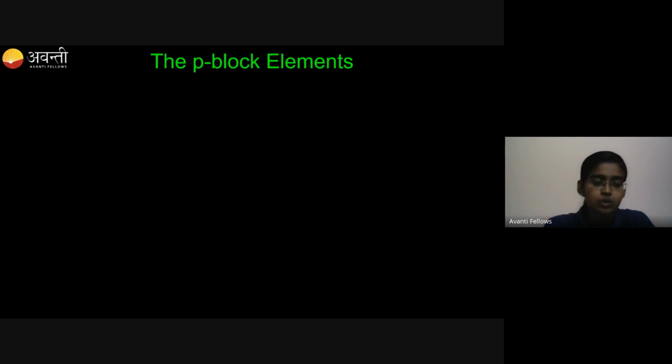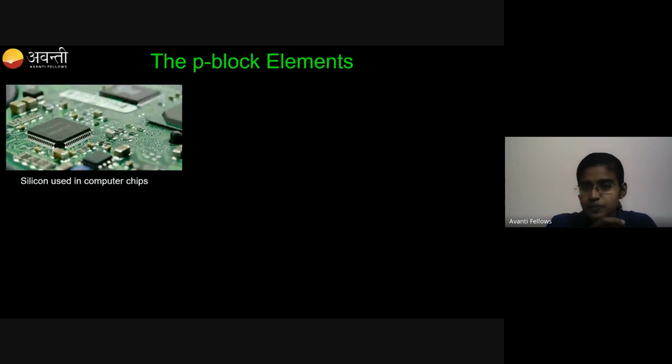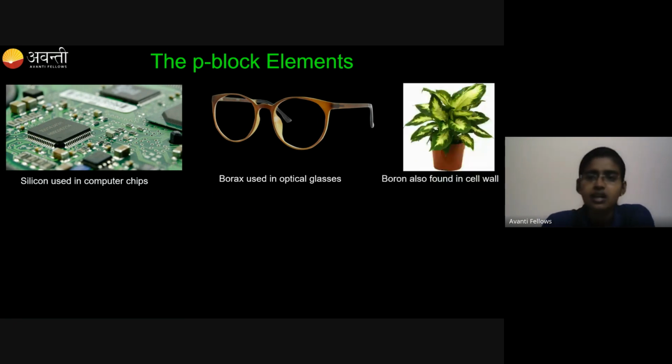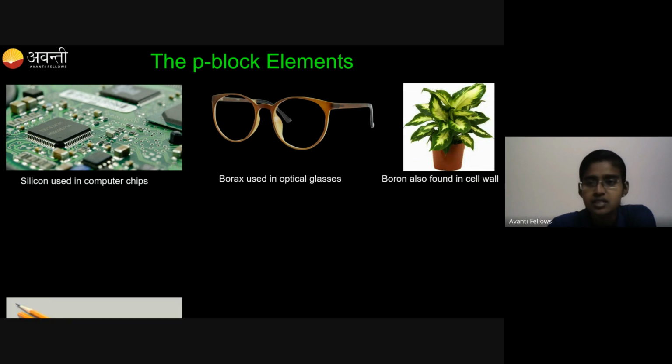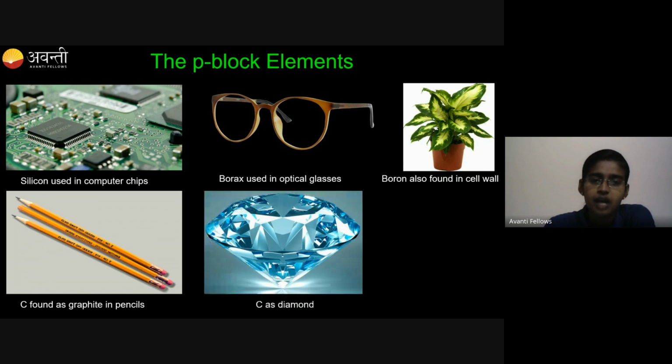Now the uses of P block elements. Where are we using these P block elements? For example, silicon is used in computer chips. In the circuit chips of computers, silicon is used, which is a P block element, a group 14 element. Okay. And borax is a compound which contains boron. Boron belongs to the 13th group. Borax is used in optical glasses, and boron is also found in the cell walls of plants. And carbon, we all know, is a 14th group element. It is found as graphite in pencils, and in diamond also we have carbon. So these are the P block elements which are being used in daily life.